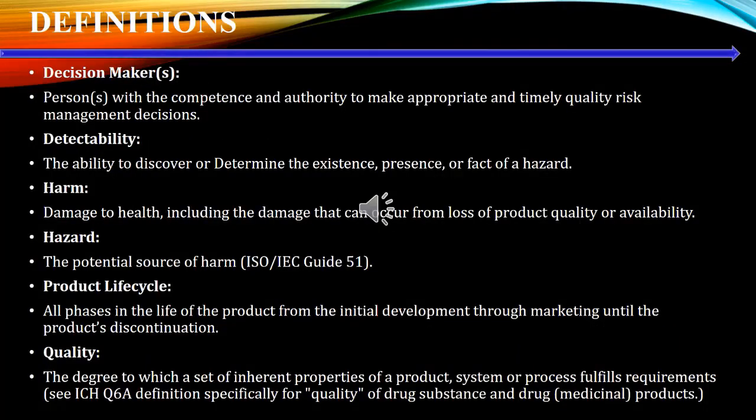Definitions. Decision maker(s): person(s) with the competence and authority to make appropriate and timely quality risk management decisions. Detectability: the ability to discover or determine the existence, presence, or fact of a hazard. Harm: damage to health, including the damage that can occur from loss of product quality or availability. Hazard: the potential source of harm, ISO/IEC Guide 51. Product life cycle: all phases in the life of the product from the initial development through marketing until the product's discontinuation. Quality: the degree to which a set of inherent properties of a product, system, or process fulfills requirements.